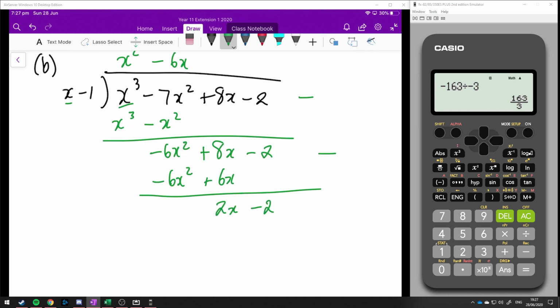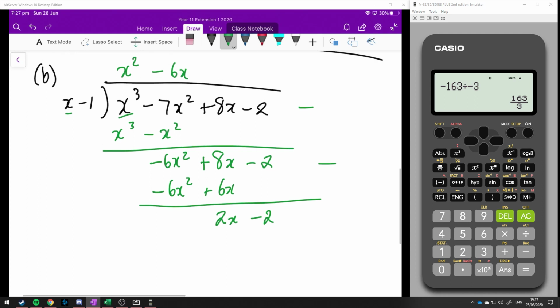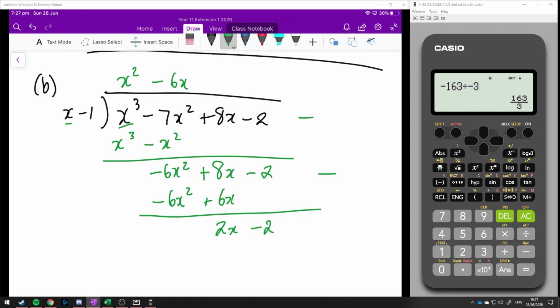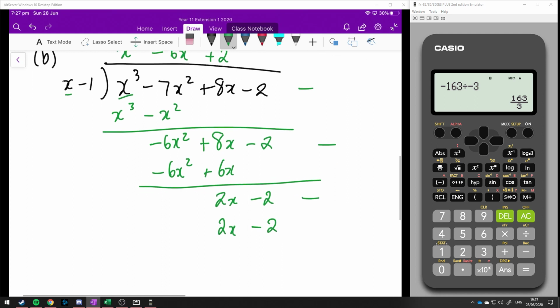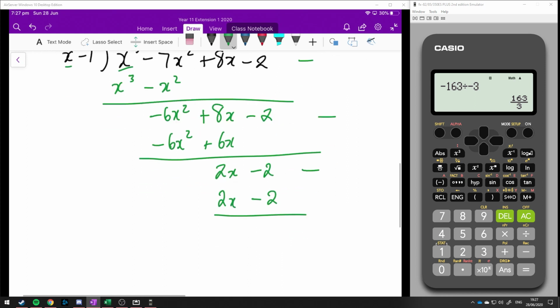Okay, then our last step is 2x minus 2 divided by x minus 1. So 2x divided by x is equal to 2. So we're going to do the plus 2 like this, okay? And once we've done that plus 2, what we can do is multiply the 2 by the x to get 2x, and then multiply the 2 by the 1 to get minus 2. If we subtract these two from each other, well, you should know what this one is equal to. And we get no remainder there.